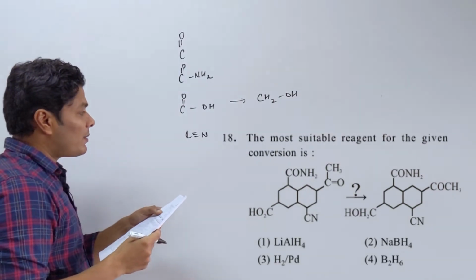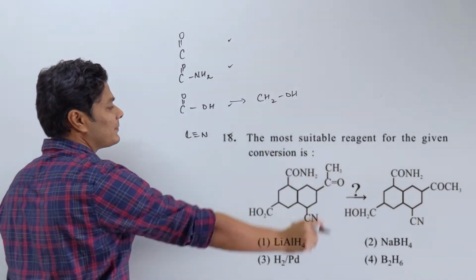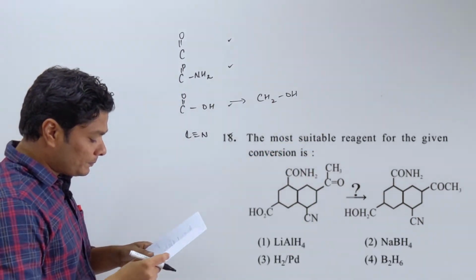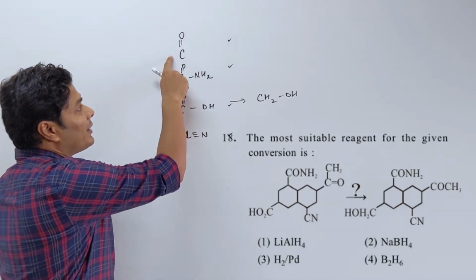So lithium aluminum hydride will affect this and this. So you cannot use lithium aluminum hydride. It's a nucleophilic reduction reagent. Now the next one they give is sodium borohydride. Sodium borohydride can reduce a ketone.